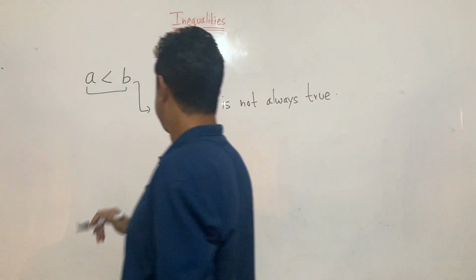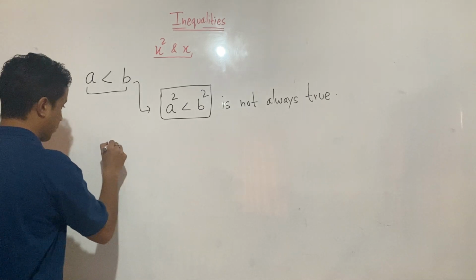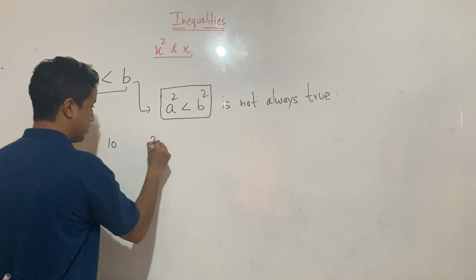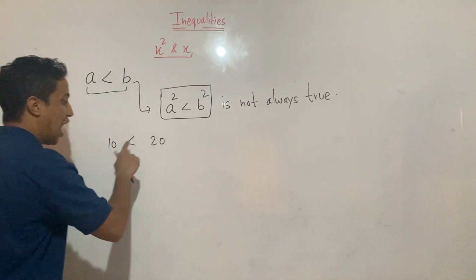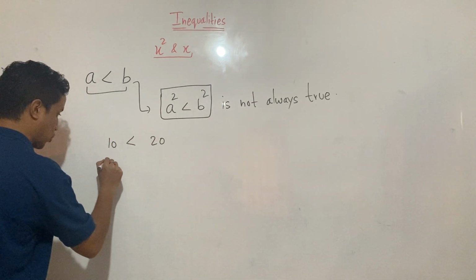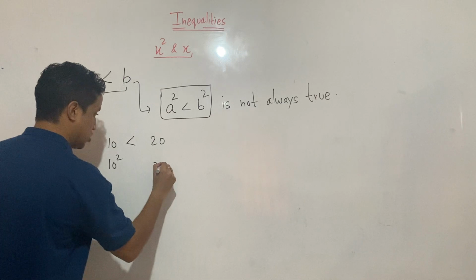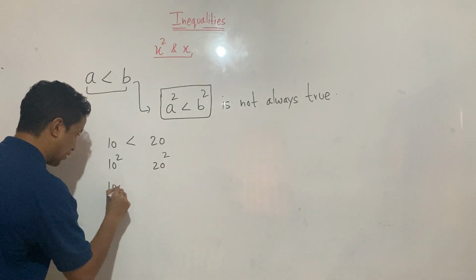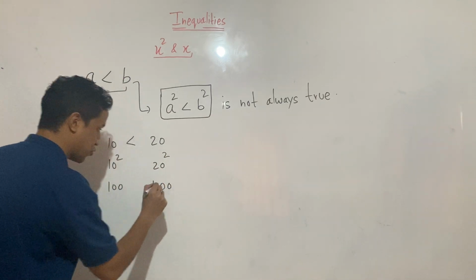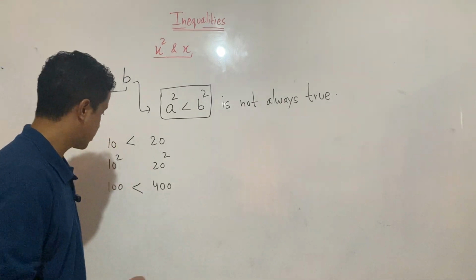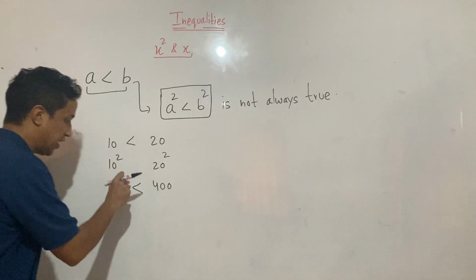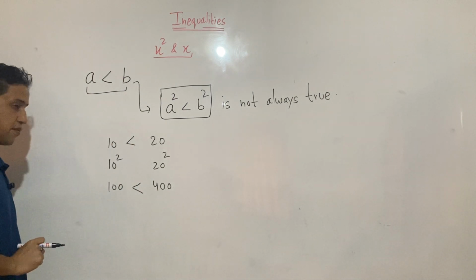Let's take an example here. I'm taking 10 here, 20. So of course 10 is less than 20. If I do squaring both sides, it's going to be 10 square, it's going to be 20 square. So this is going to be 100, this is going to be 400. So here the sign of inequality is not affected, right? It remains the same, right?